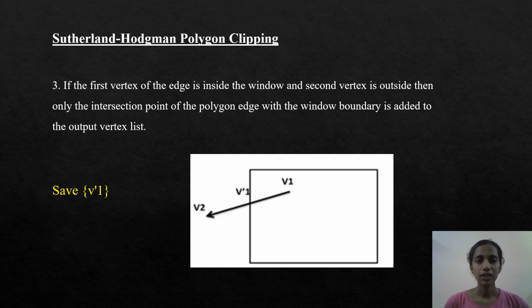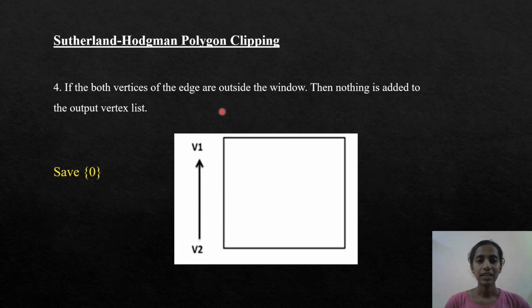Next, coming to the fourth case of the Sutherland Hodgeman polygon clipping. If both the vertices of the edge are outside the window, then nothing is added to the output vertex list. Let us take this figure. This is the window and both the vertices, V1 and V2, are outside the window, so we have to save nothing, that is 0.